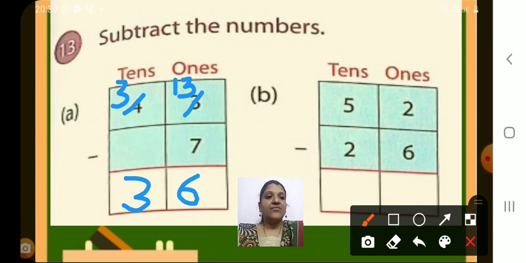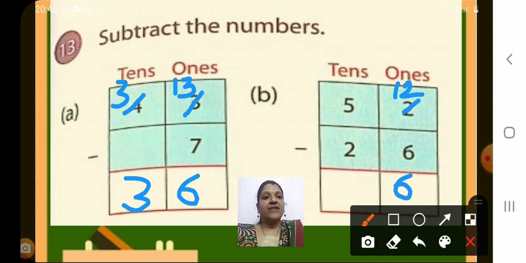Next, 52 minus 26. Here also at the ones place, the number 6 is bigger than the number 2. So we cannot subtract it. Hence we will borrow 1 ten from the tens place. Hence strike off 2 and write the number 12 above it. Now 12 minus 6 is, tell me children? Yes, 6.